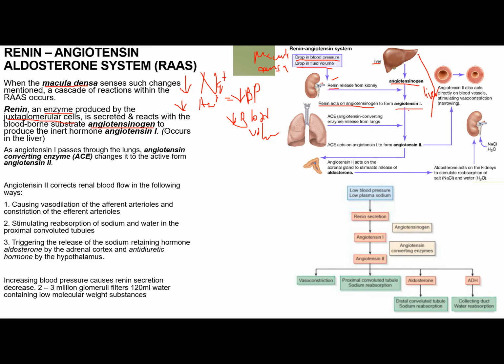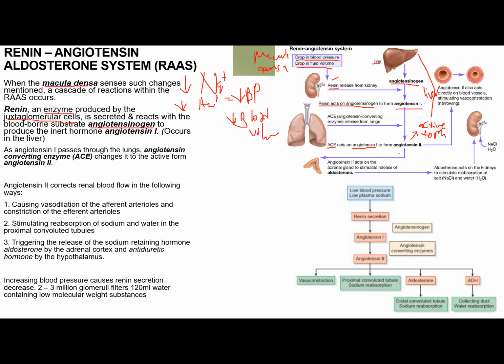Now, after occurring in the liver, angiotensin 1 would now pass through the lungs, and inside the lungs it will encounter another enzyme. This enzyme is ACE, or angiotensin converting enzyme. Angiotensin converting enzyme will now convert angiotensin 1 to angiotensin 2, which is the active form. When you say active form, it is the one capable of causing change, capable of causing correction in our body.